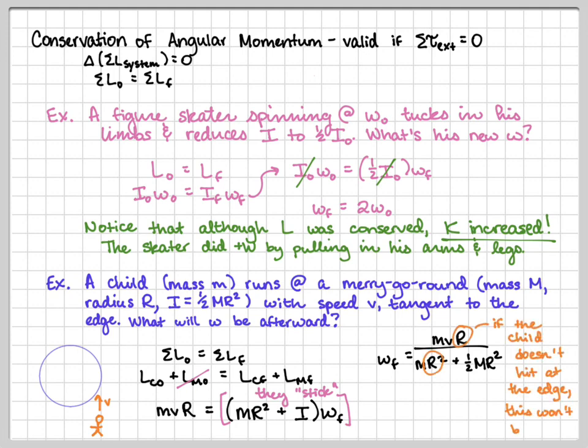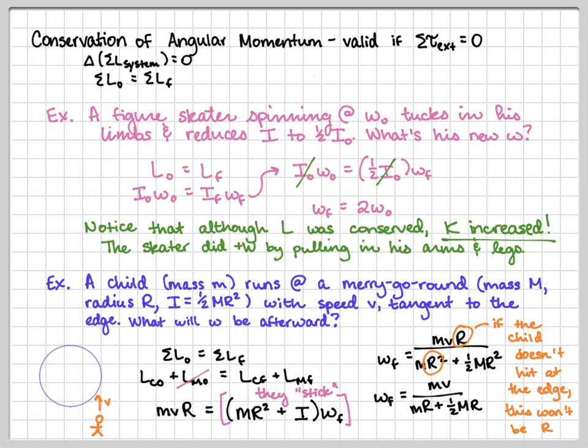Since the child attached himself at the very edge, I was able to cancel out one of the R's in this expression. But if the child did not hit at the edge, so say that he approached the merry-go-round closer to the center rather than the edge, then that R is going to be different, right? And then you won't get such a nice, neat cancellation there. So just something to keep in mind.